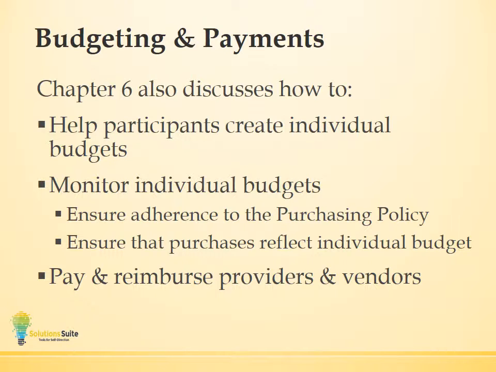Chapter 6 also describes how to help participants create their individual budgets and get them approved by whatever approval process the program follows. Also discussed is how brokers and the program director can monitor participants' budgets and expenditures to make sure that they adhere to the program's purchasing policy and accurately reflect what was approved. Part of this involves setting up a system to pay service providers and vendors, and this is covered as well.